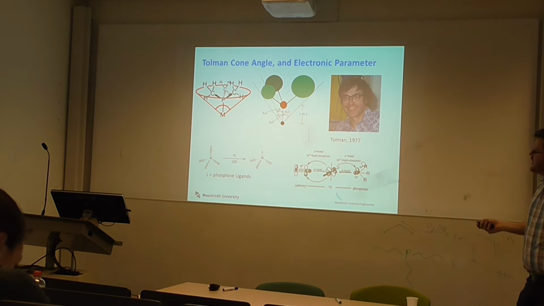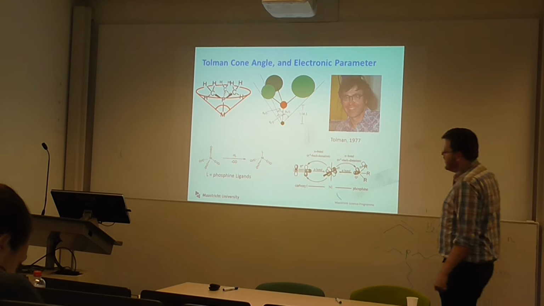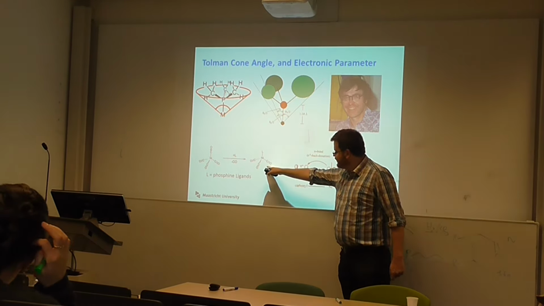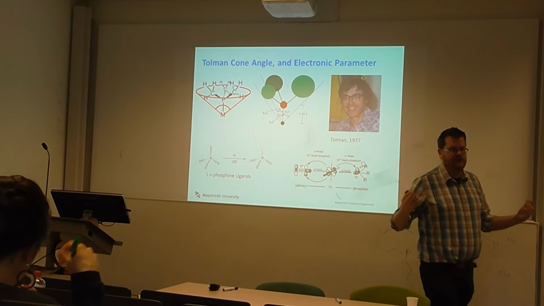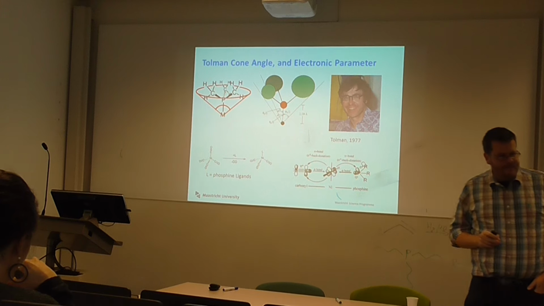We make a series of complexes. This is what he did. You take nickel tetracarbonyl, it's nickel 0. You react it with a phosphine of your choice. You do a substitution, you end up with a C3V symmetric system like this, with L representing the phosphine, and you record an infrared spectrum.